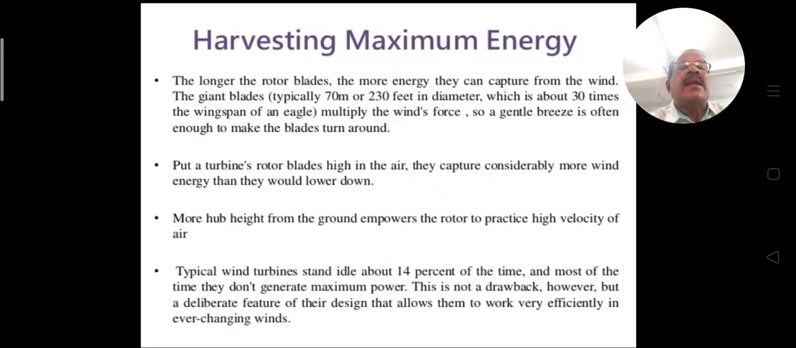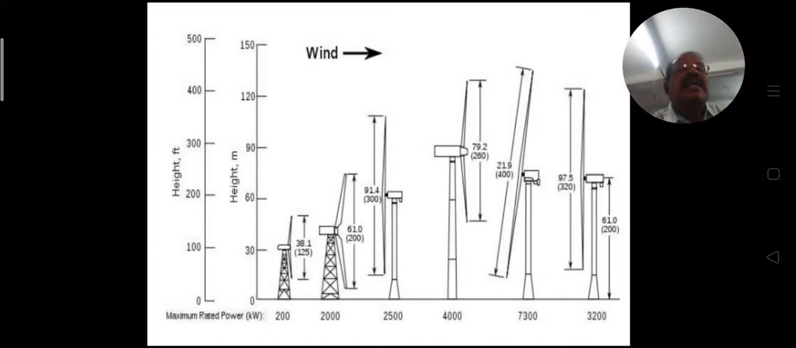Typical wind turbines stand idle about 14% of the time, and most of the time they don't generate maximum power. This is not a drawback, however, but a deliberate feature of their design that allows them to work very efficiently in ever changing winds. This is the harvesting of maximum energy using these wind turbines. Here are the different types of designs of the wind turbines connected to the grid.